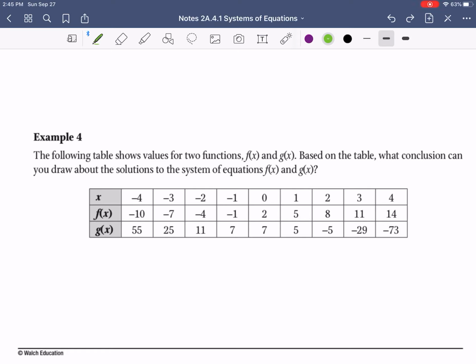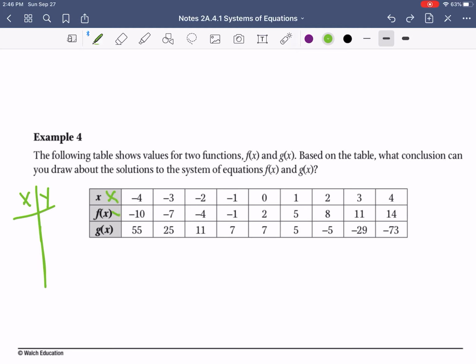Okay, so example 4 says, the following table shows values for two functions, f of x and g of x. Based on the table, what conclusion can you draw about the solutions to the system of equations f of x and g of x? Usually I draw my tables going vertical, like I draw x and then y going vertical downwards. They just have these going horizontal. So you still have x, and then these are both y's, right?